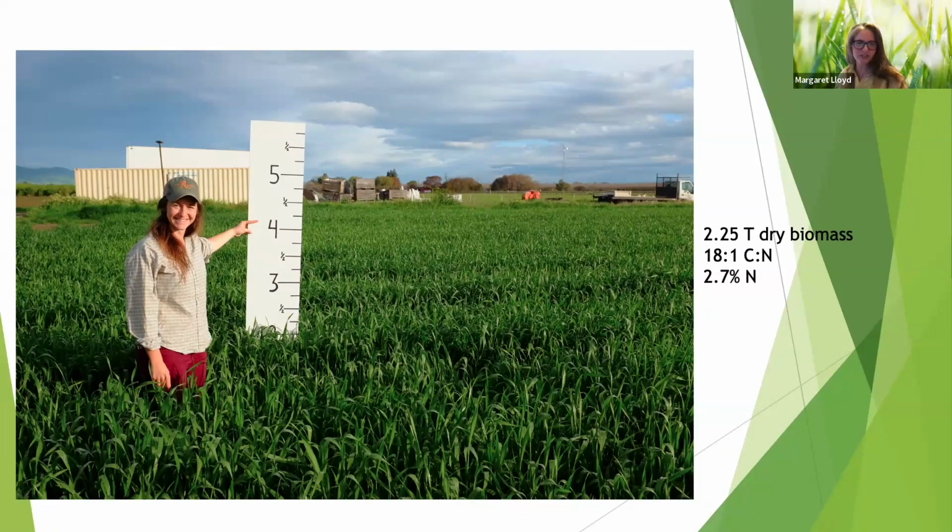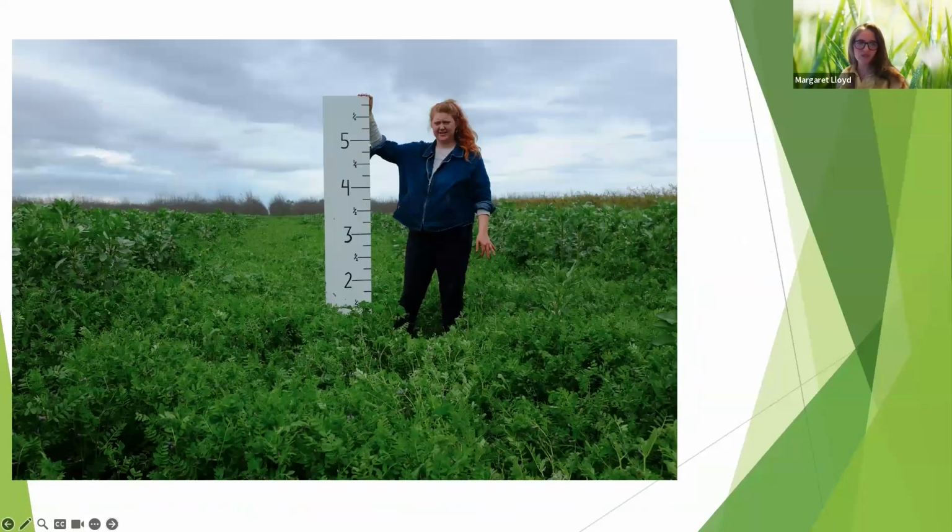And the C to N ratio is 18:1, and it's 2.7% nitrogen. This is in April. This is a wheat planting, actually. Okay, here we have vetch. It's just under 2 feet. This is also the beginning of April. How much material do you think is out there?